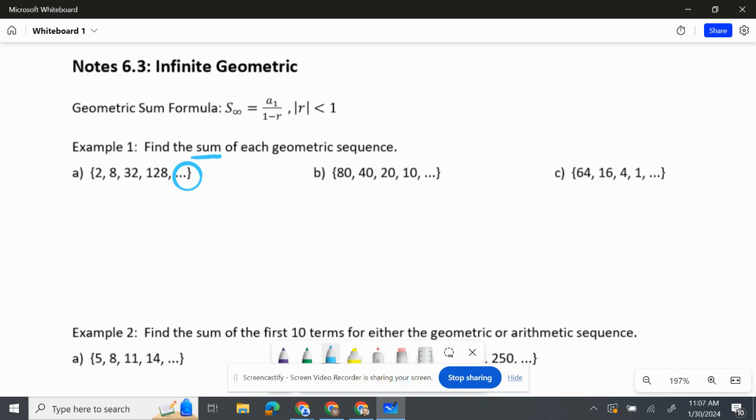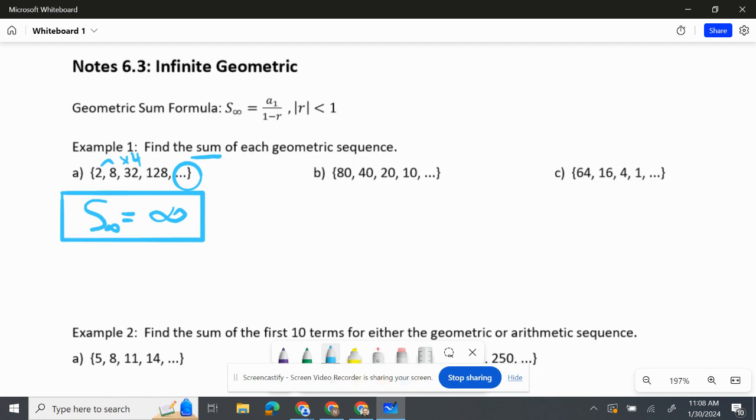With this first one, we notice that the ratio we're multiplying by is 4. That means the numbers keep on getting larger and larger. So the sum of this sequence is infinite, and that's our answer.